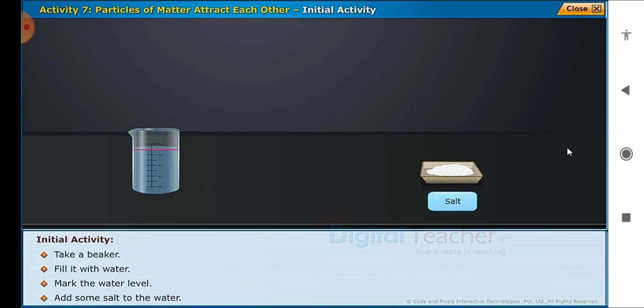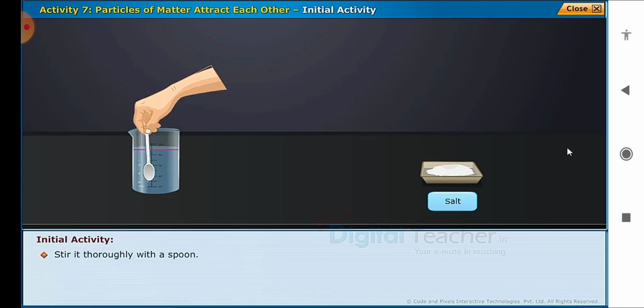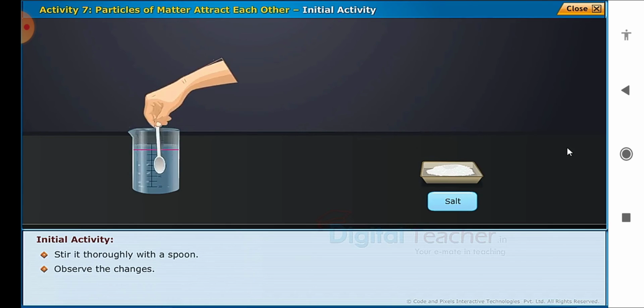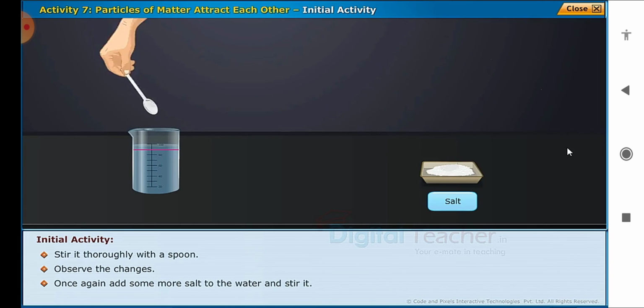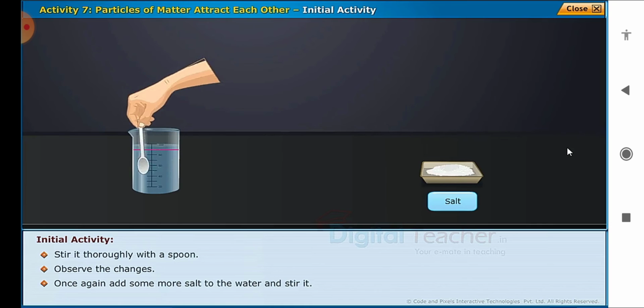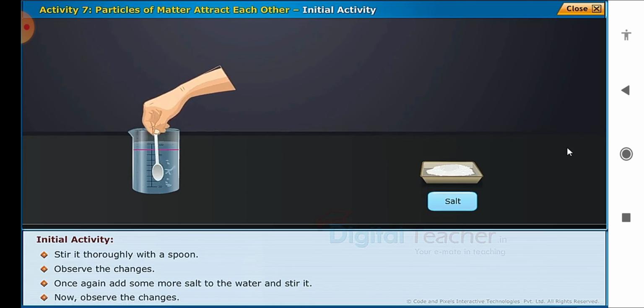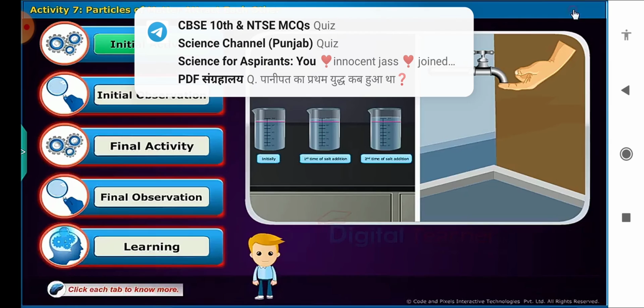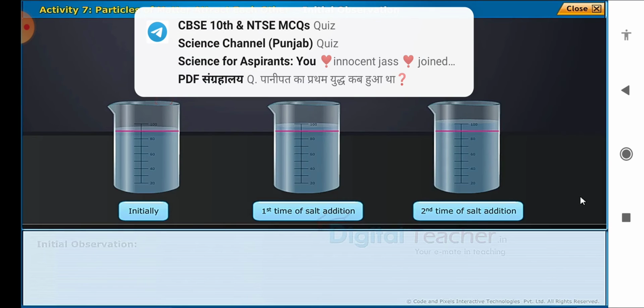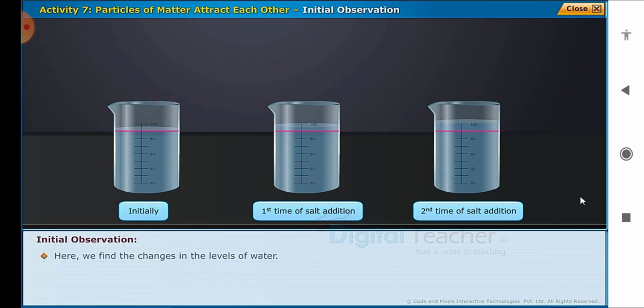Add some salt to the water. Stir it thoroughly with a spoon. Observe the changes. Once again, add some more salt to the water and stir it. Now, observe the changes. Here, we find the changes in the levels of water.